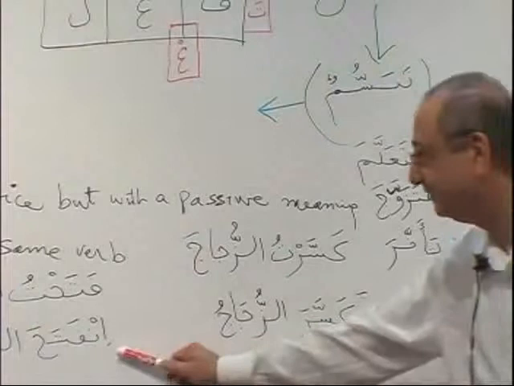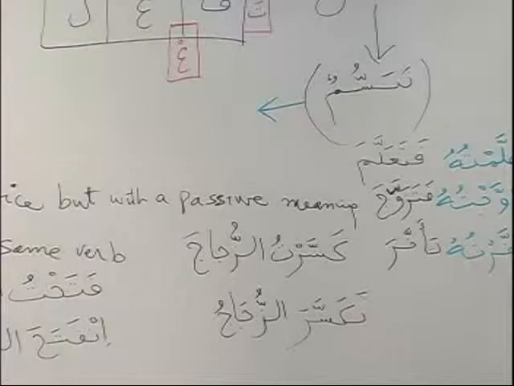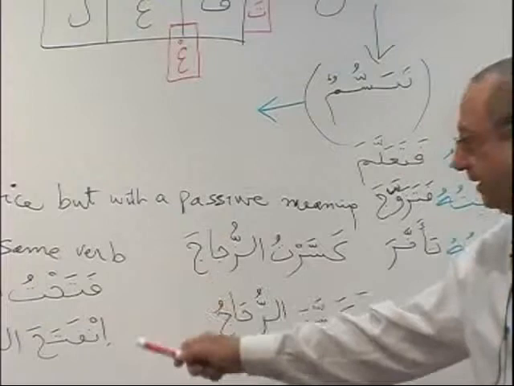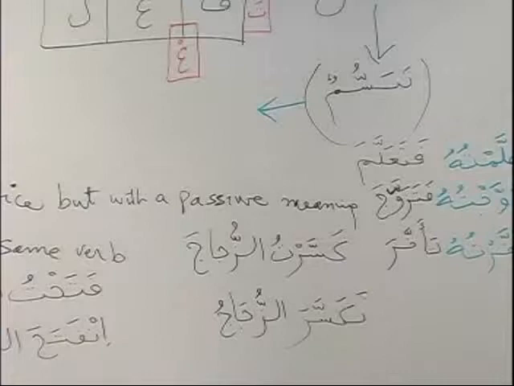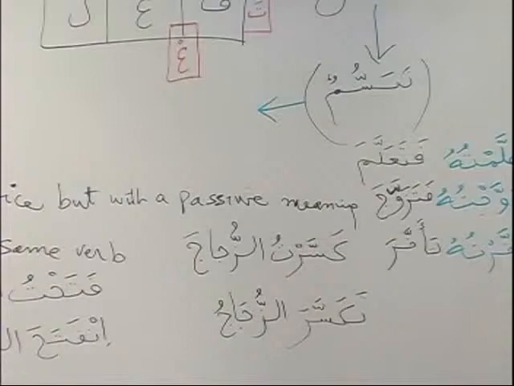in another form of the same verb. Are the verbs the same? The root is the same. What is the root, brother? Kaf, Sin, Ra. Here, fa, ta, ha. So it means this mutawa'a. What is mutawa'a, brother? That you have a verb in active voice, but when you change into a different form of the same verb, it will give you the meaning of passive. Are you with me? So this process is called al-mutawa'a.